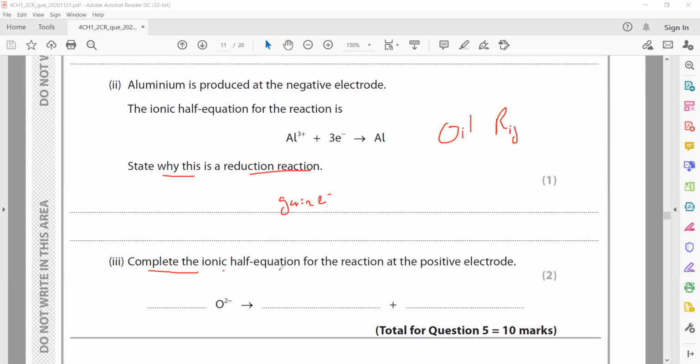The ionic half equation for the positive electrode is given. When one oxygen ion is there, it will lose 2 electrons. But when 2 oxygen ions are there, they will lose 4 electrons, and it will result in the formation of oxygen gas.